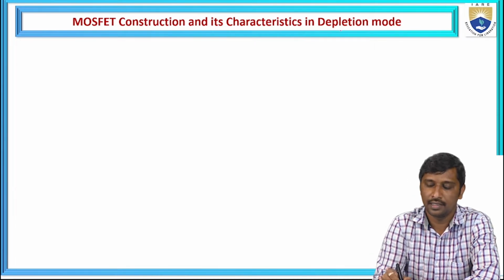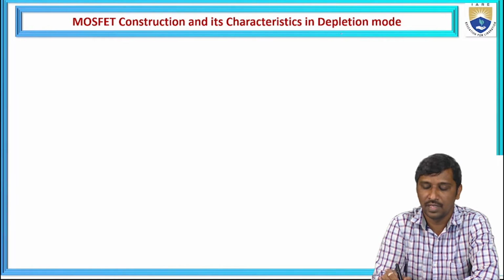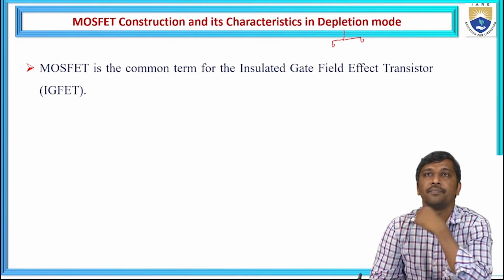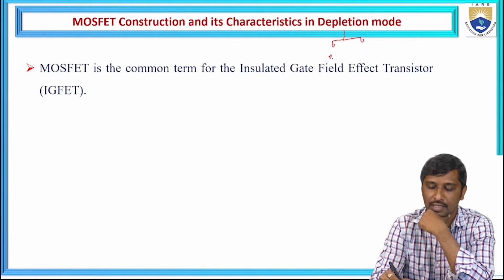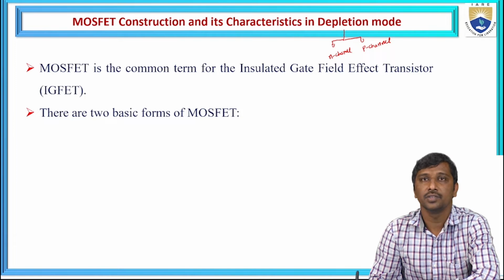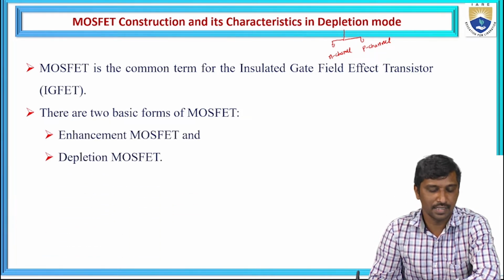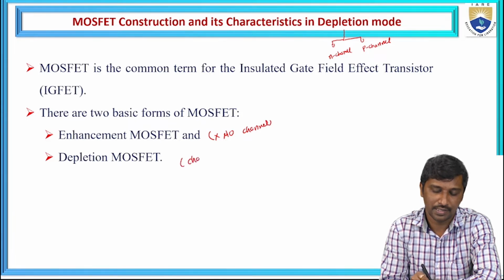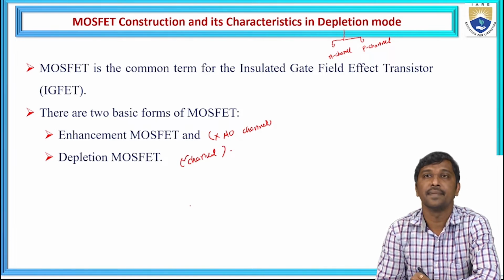And we know that for the depletion mode or enhancement mode, we again have two types based on the construction: the N channel as well as the P channel. So we are going to define whether it is an N channel or a P channel depletion type of MOSFET. I have represented these two forms, enhancement and depletion type. Here there is no channel, and here the channel is established while constructing the MOSFET.